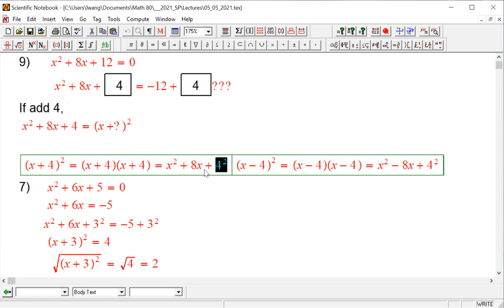Look at what you did here. We have an x squared, we have a plus 8x, and we have a plus 4 or 4 squared. So should we add 4 or should we add 4 squared? These are two different numbers. So what number should we add?